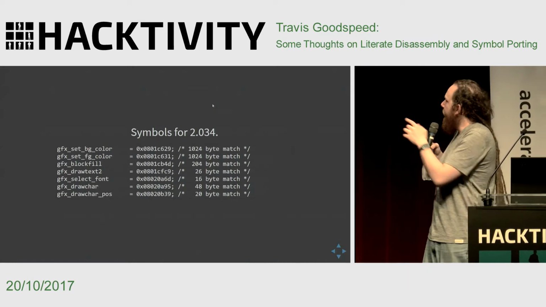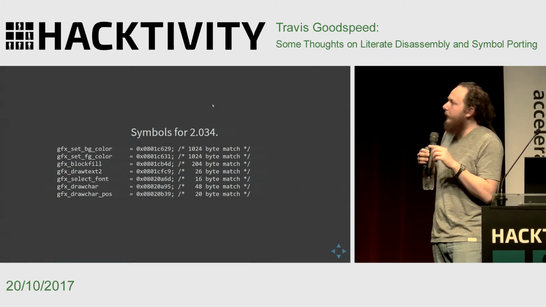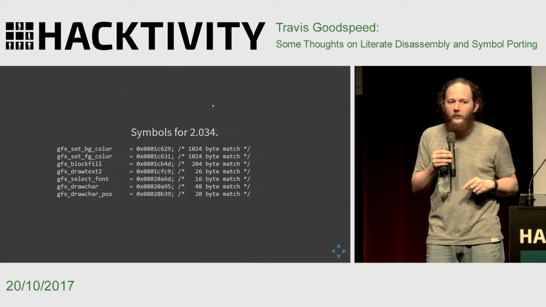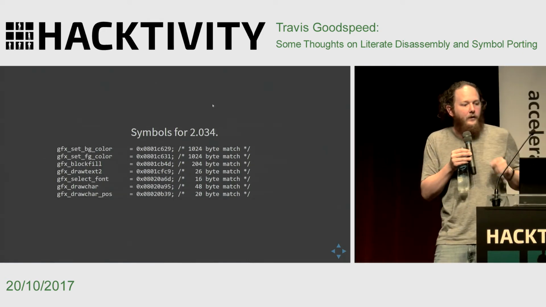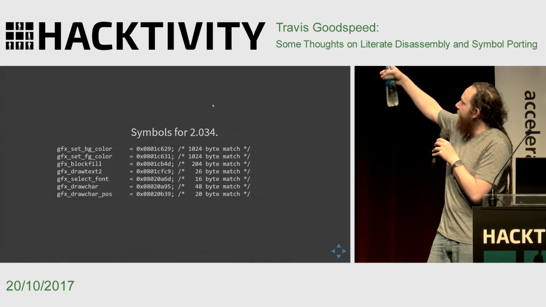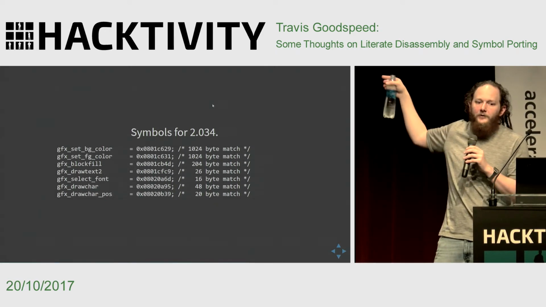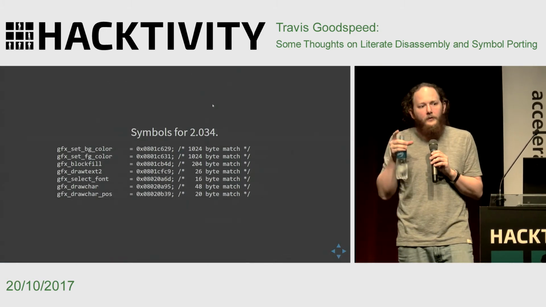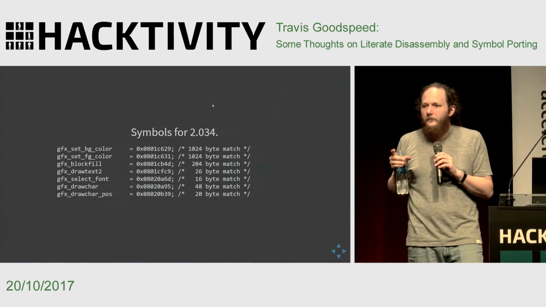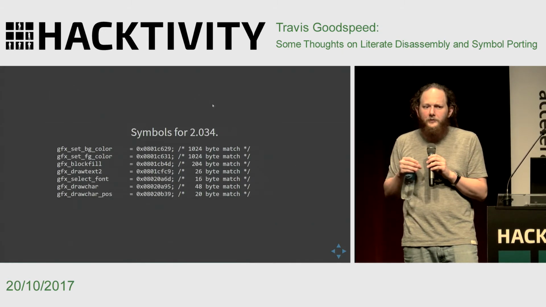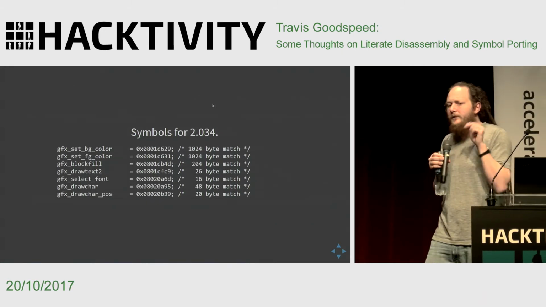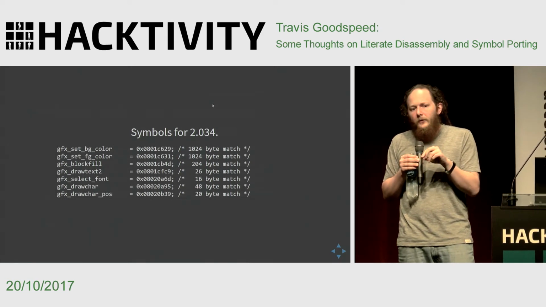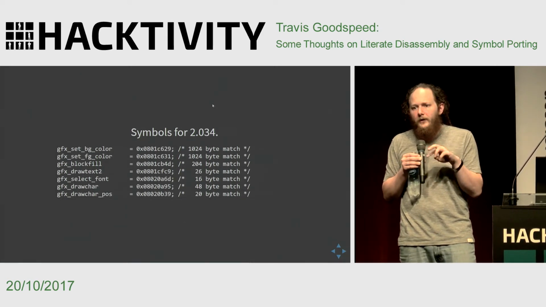So this is a set of symbols for version 2.034 of the Tytera MD380 firmware. And you note at the end that there are these comments saying that there's so many bytes of a match. This comes from a very simple C program that I wrote. It's only 2 or 3 pages in source code. But it's able to ignore the linker relocations in a Thumb binary in order to identify which functions are identical to each other.